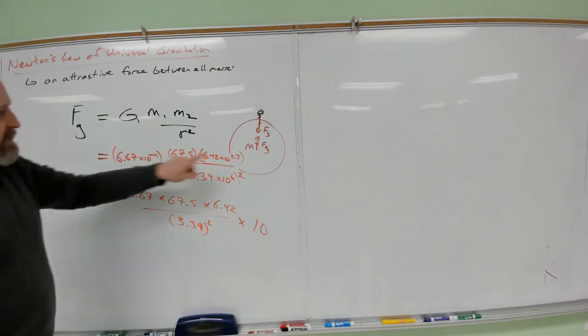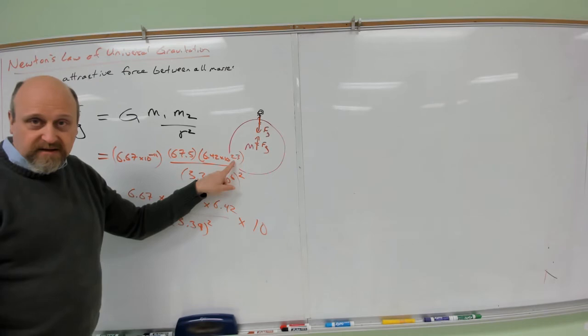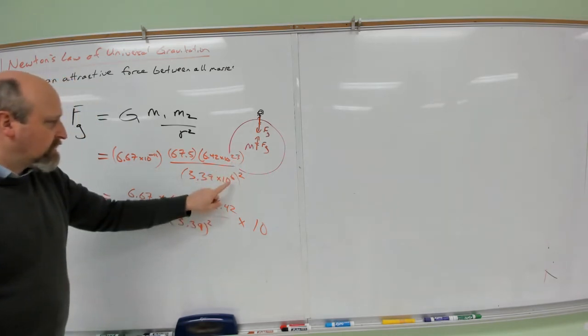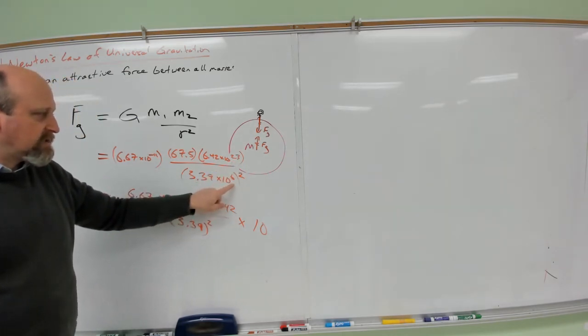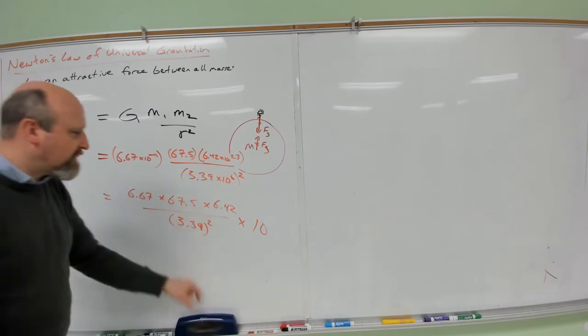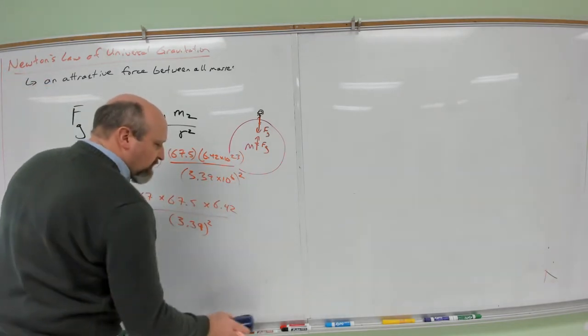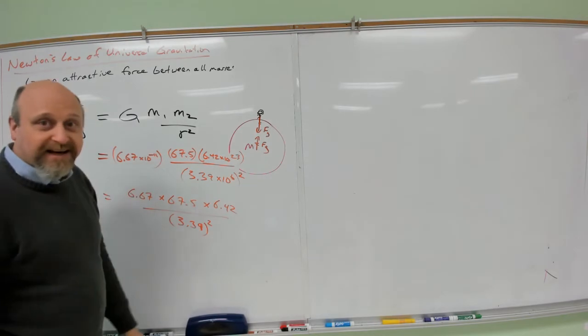Look, 10 to the minus 11 times 10 to the 23rd, that's 10 to the 12. 10 to the 6th squared, 10 to the 6th, that's 10 to the 12. 10 to the 12, 10 to the 12, they're just going to cancel out and be 1. So the powers of 10 all actually went away. That was really handy, this one.